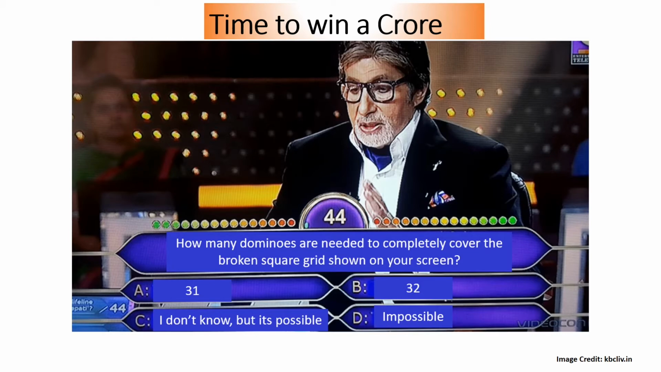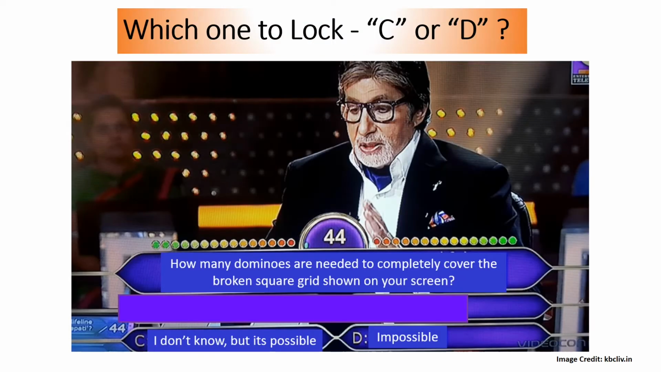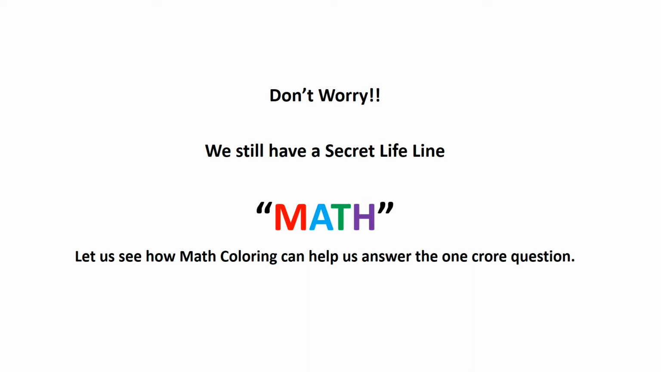How about using a lifeline? Well, let's take a 50-50 lifeline. Boom! The two wrong answers are gone and 31 is not on the screen anymore. We have just two options, C and D. Which one to lock? This is getting more tricky, but don't worry, we have a secret lifeline. Yes, the math lifeline. Let us see how math coloring can actually help us answer this 1 crore question.